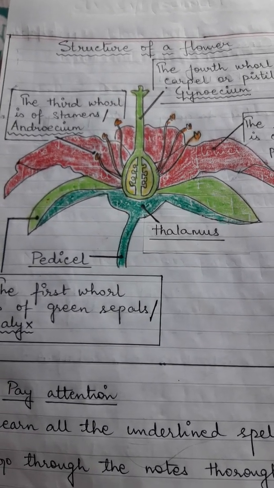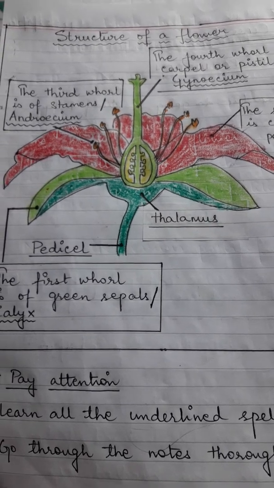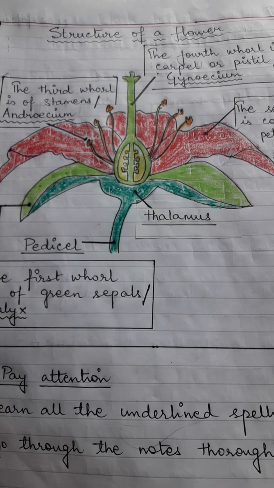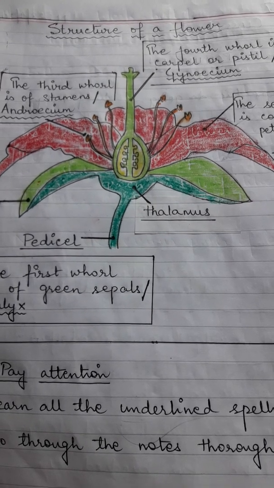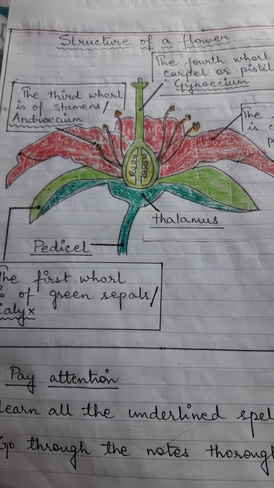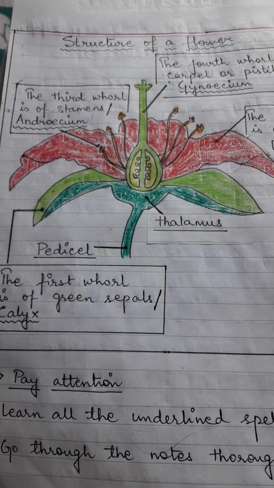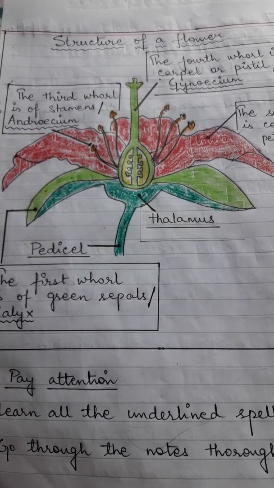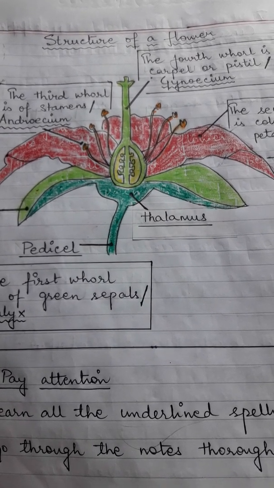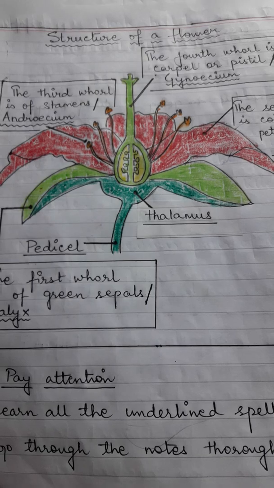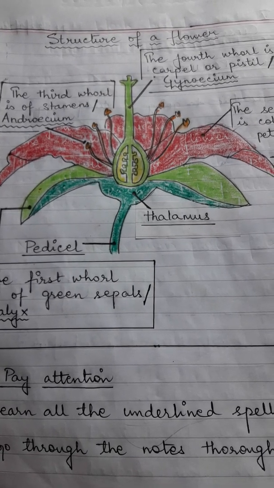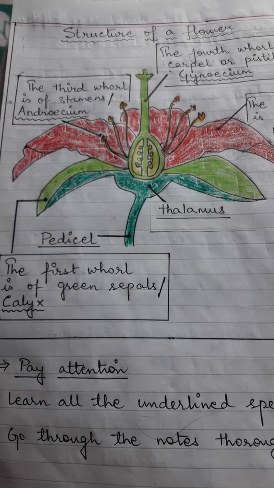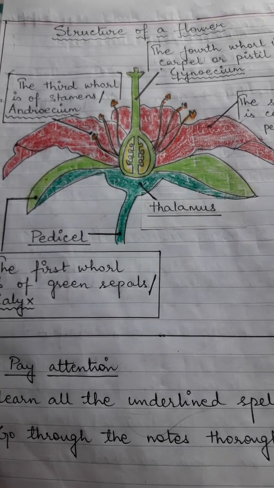Before we move forward with the chapter, let's have a quick recap of what we studied in the last class. We studied the parts of a flower and how a flower plays an important role in reproduction. A flower is a reproductive part of the plant. It produces fruits and seeds, thus causing new plants to grow. We also learned the different parts of a flower: calyx, corolla, androecium and gynoecium.